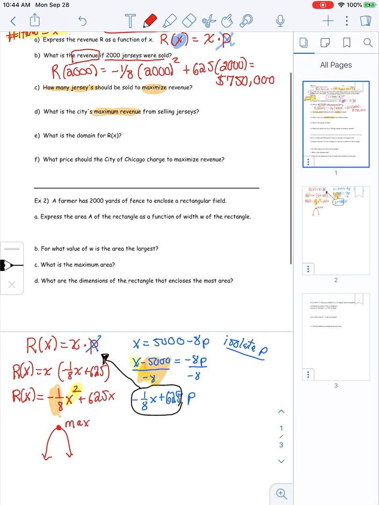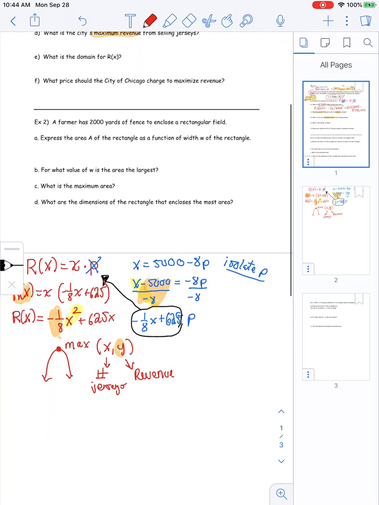Well, thinking back to this graph, we know that this maximum value is going to have an x and a y value to it. We know that x is representing the number of jerseys, and in our equation, the y was actually the revenue. So once we solve for this vertex, we're actually going to know both the number of jerseys and the maximum revenue. So we're going to solve for the vertex.